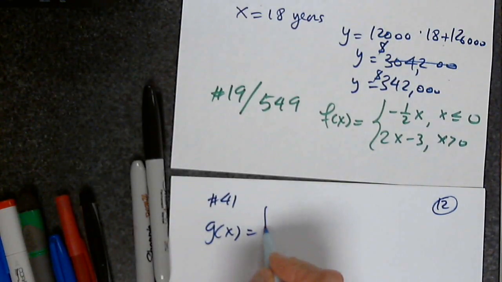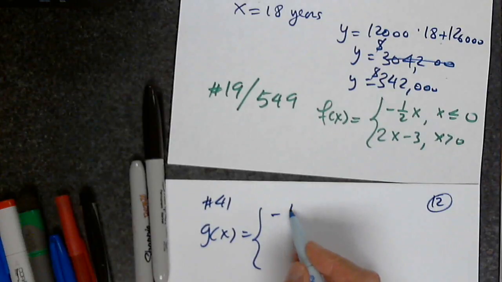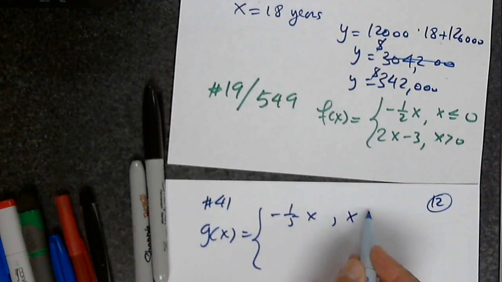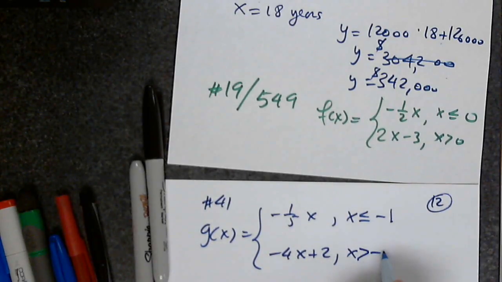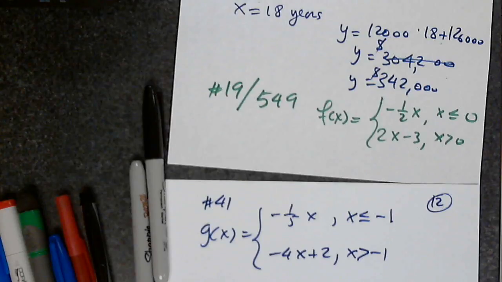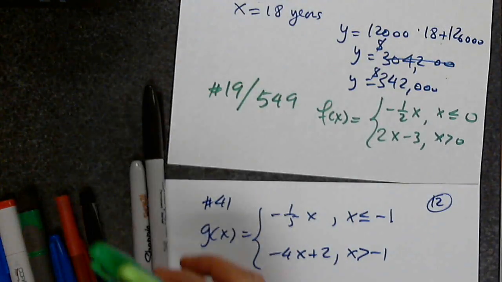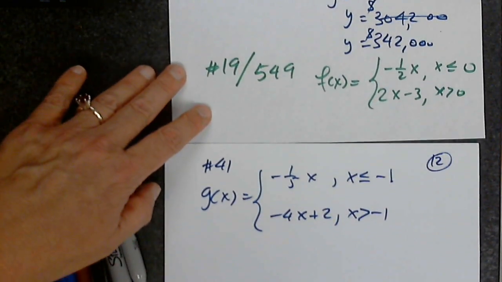g of x equals negative 1/5 x for x less than or equal to negative 1, and negative 4x plus 2 for x greater than negative 1. This is what I wanted to go over, and I also wanted to go back to a compound inequality with "or" and "and", and I can't think of anything else we did this semester so far.